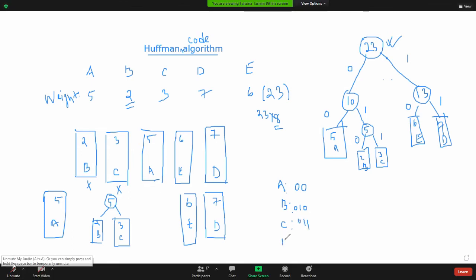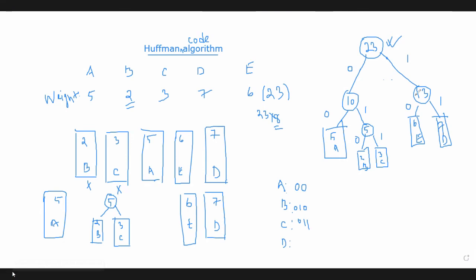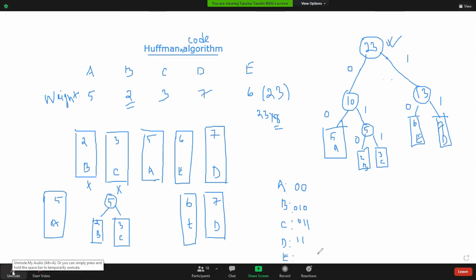For D, this is the path length. Sorry, this one is D. This is the path length, and we assign the values 1, 1. So 1, 1 is the variable length code for D. And the last one is E. What is the variable length code for E? 1, 0.